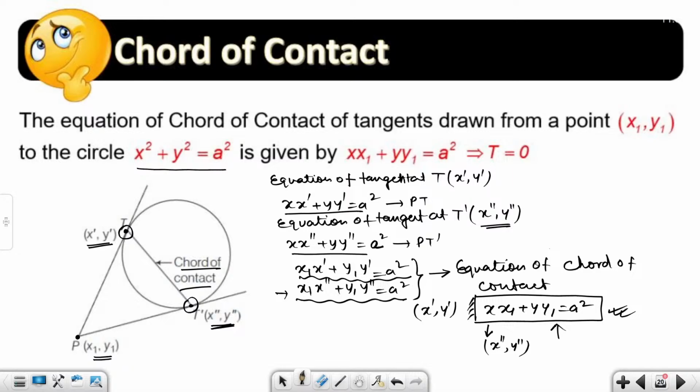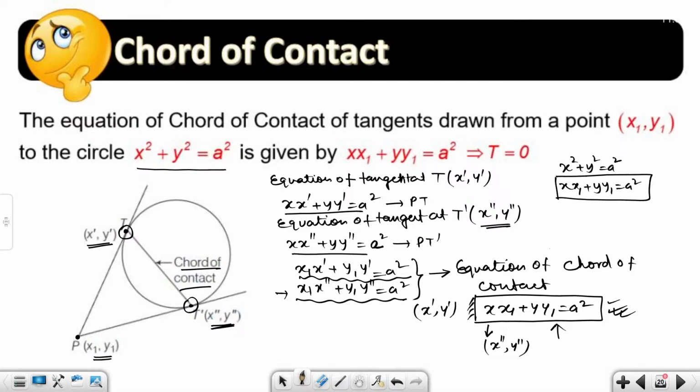Is it correct or not? Now, can you observe one thing? When we did the Cartesian form of tangents for this curve, the equation was exactly the same as the equation of chord of contact. It was x(x1) plus y(y1) equals a square, right? This equation and this equation, they are the same.